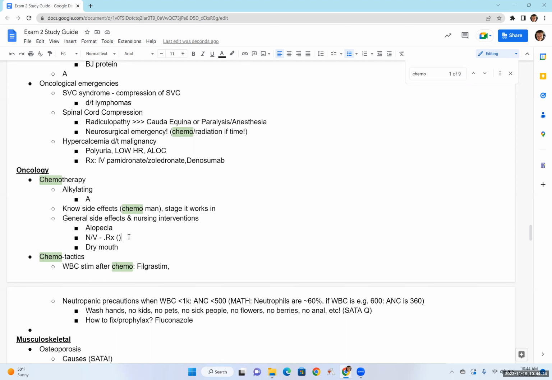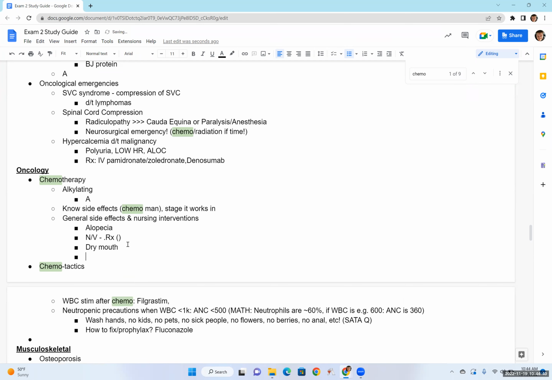And what's on our chemo man up above, which one vomits a lot? The cisplatin, right? The platinum agents, all right? The cyclophosphamide does also, but that's kind of, and they keep going down, dry mouth. What else?